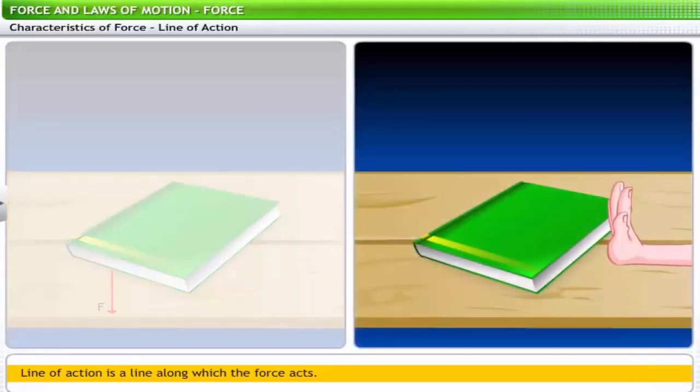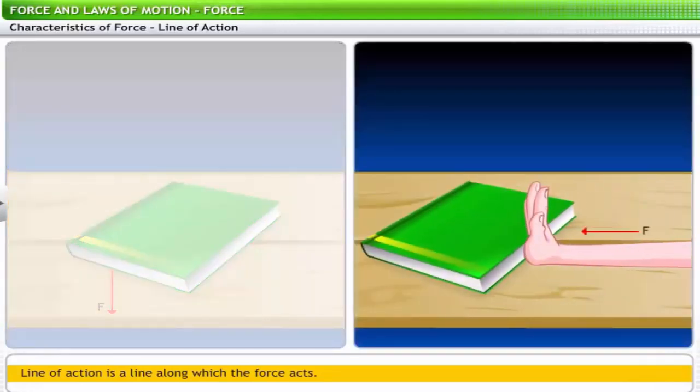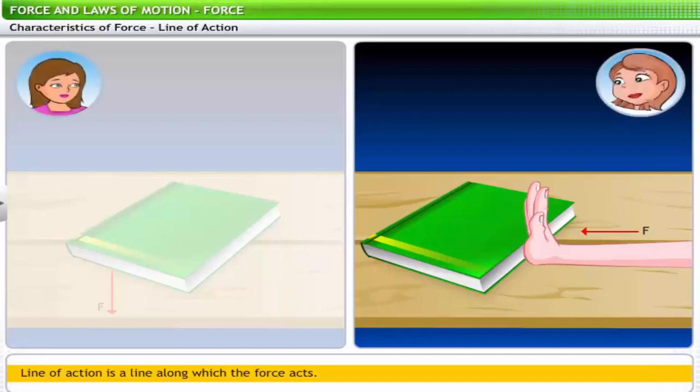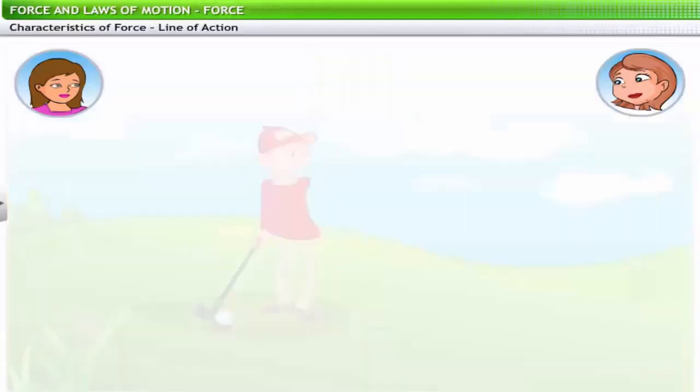However, if you try to push the book, you need to apply force horizontally. Therefore, the line of action of the force applied on the book will be horizontal. So, the line of action can be horizontal or vertical. Not just horizontal or vertical. Line of action can also be inclined.